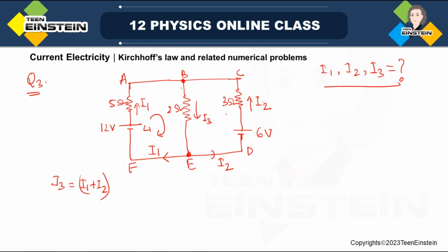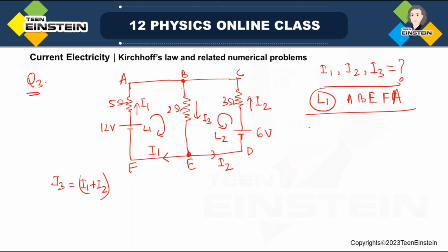So I'll take this loop. This is L1, say, and I'll take the other loop in the opposite direction, and let us say this is loop 2. So I'll name this loop 1. That means I am going from A to B to E to F to again A. This is a closed loop.